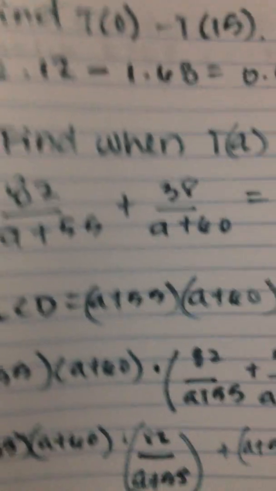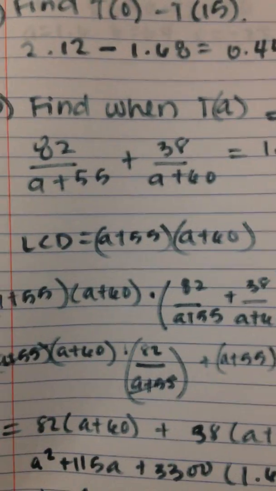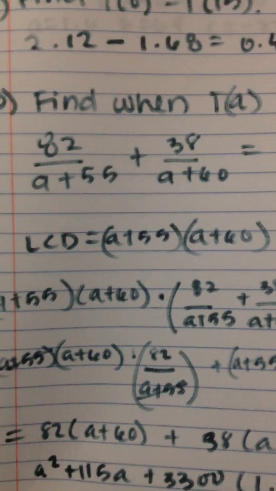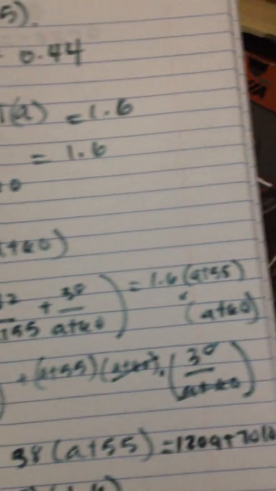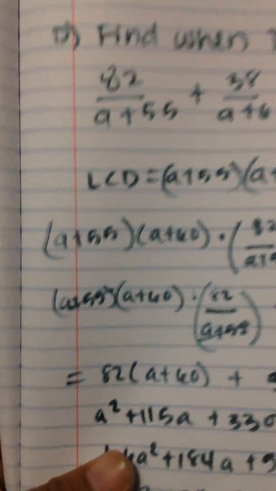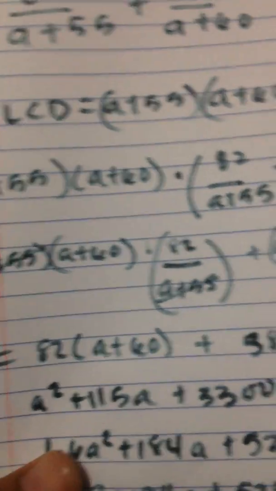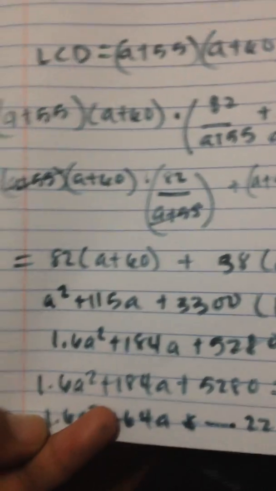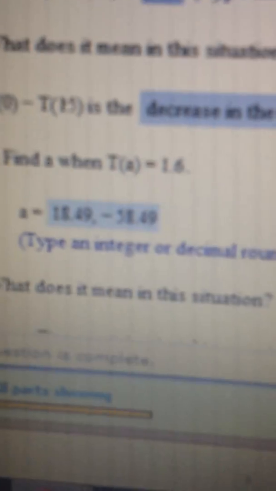So we're going to do the same thing. We multiply the LCD on both sides, and then you cancel out the like terms. And you add them together, and then you should come up with a quadratic equation, and you can plug that in. And I'll show you what the real answer is.